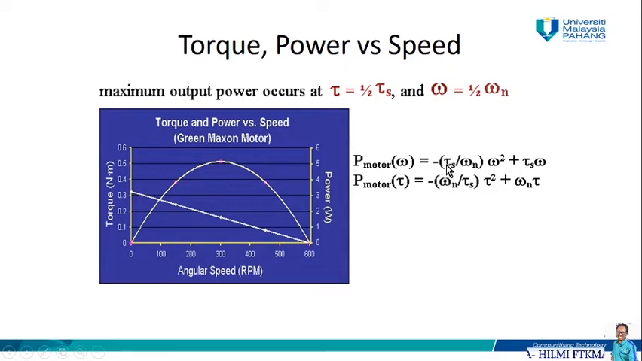to negative tau s, the stall torque, over the no load speed, times the speed squared, plus the stall torque times the speed. We can also calculate using the torque with a different equation, but almost similar to this equation.